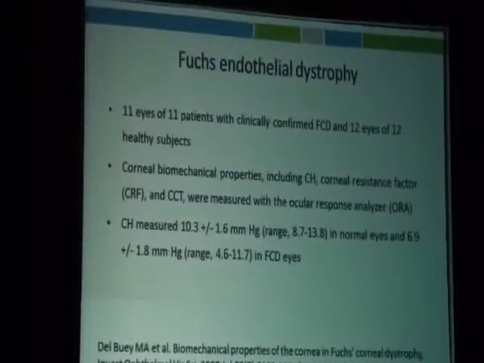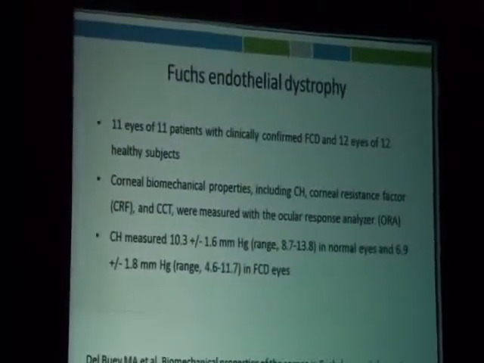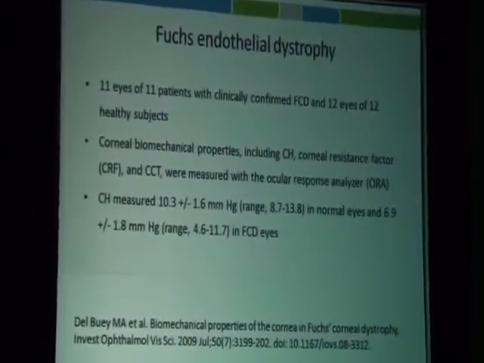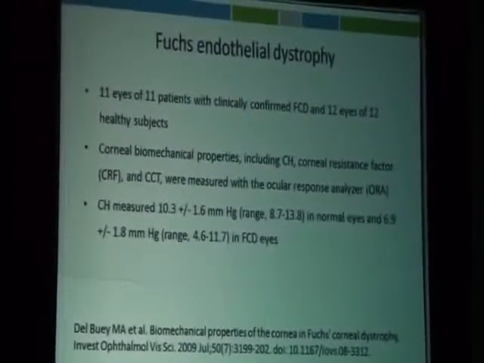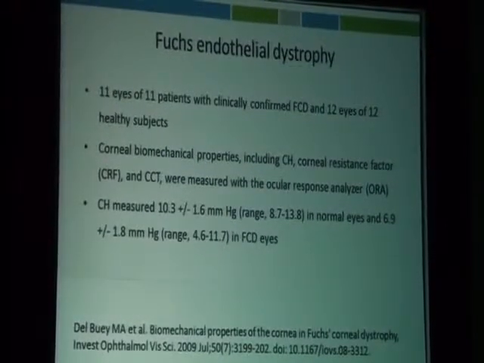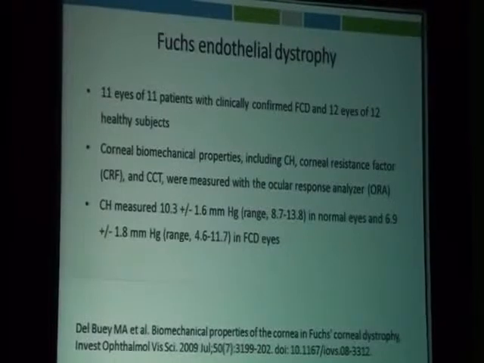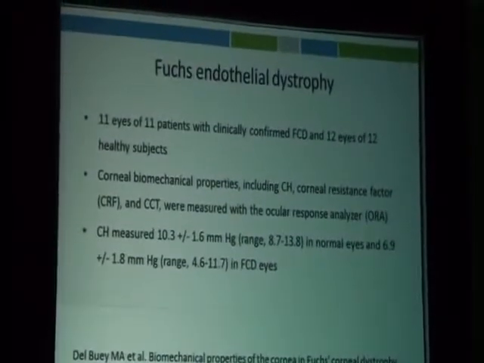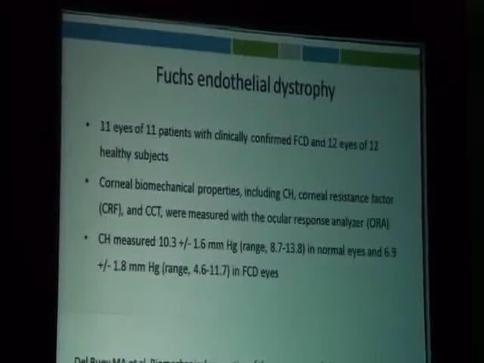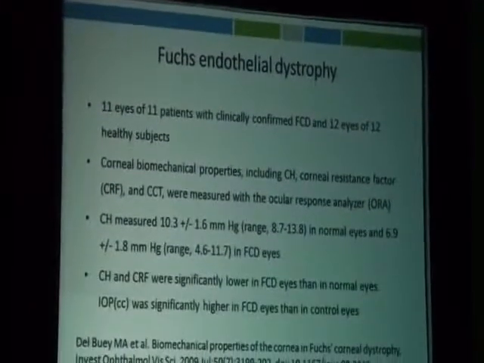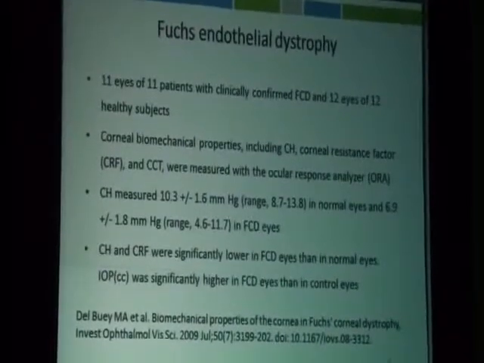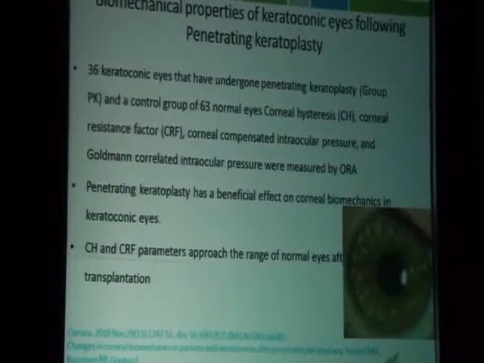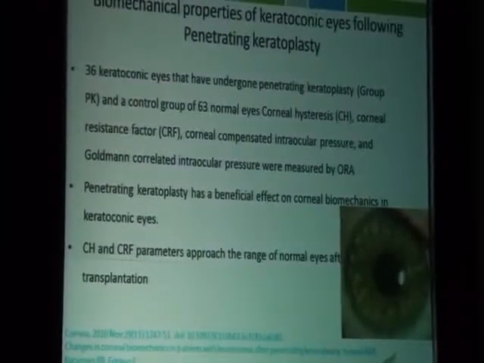In Fuchs, again, the normal, which is supposed to be 10.3, here it's reduced to 6.9. So, why is it reduced? No answers yet. We need to find out. But compared to normal eyes, the Fuchs dystrophy patients do have reduced corneal hysteresis and resistance factor after keratoplasty.